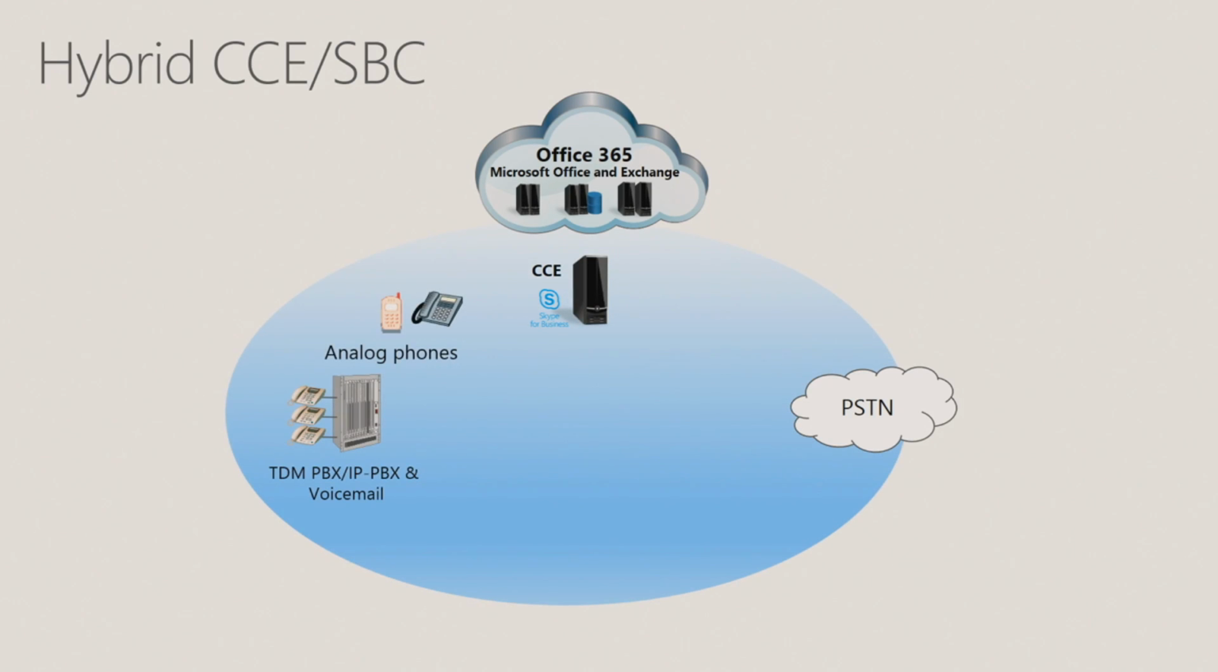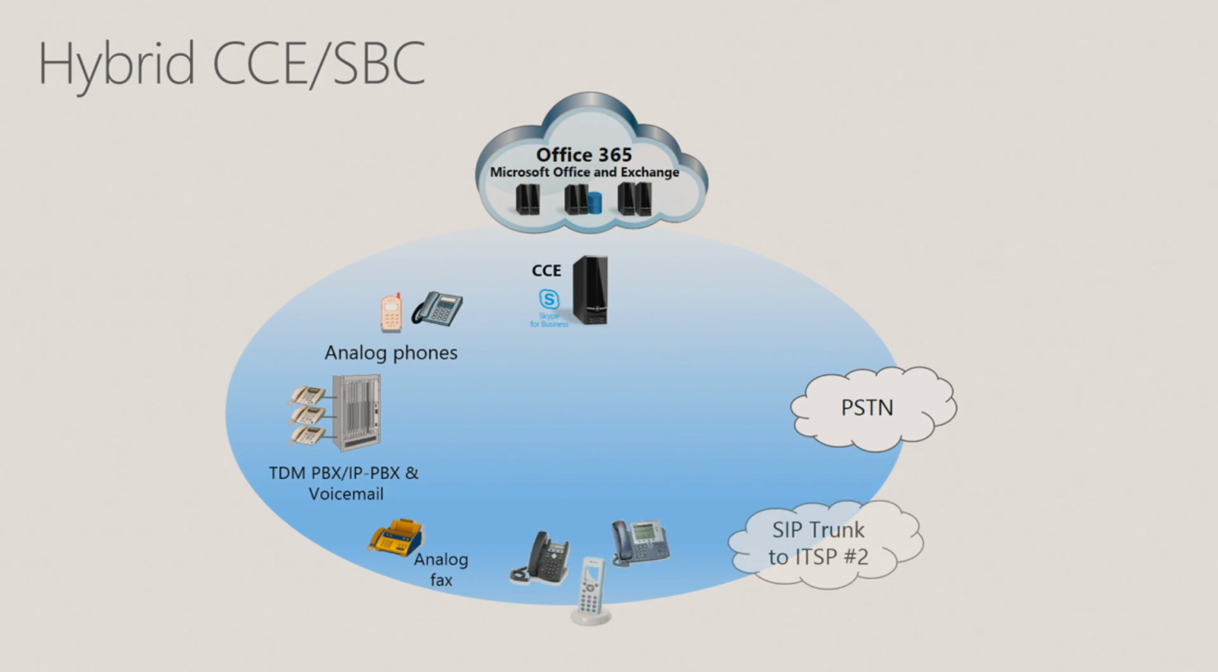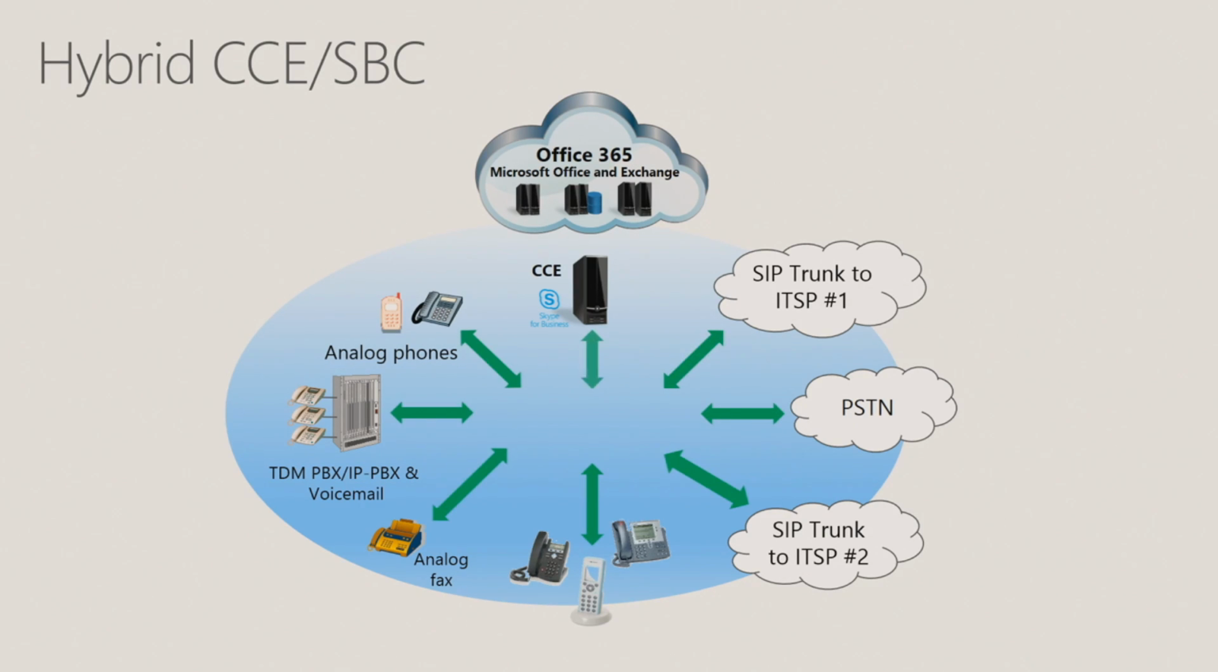Usually it looks something like this. We have analog devices. We have PBXs, faxes, SIP phones, and more than one trunk. So how do you get all of that to talk to Office 365? Of course, you use the SBC. Makes sense.